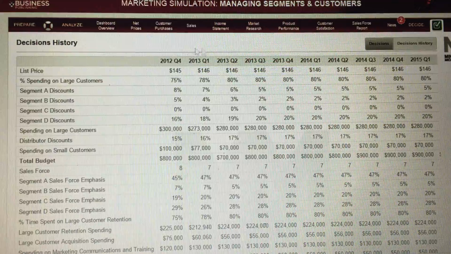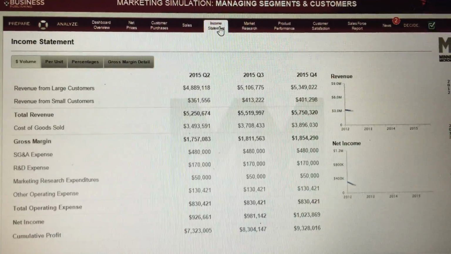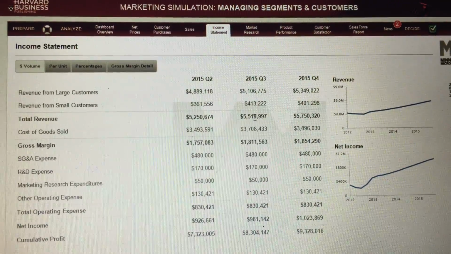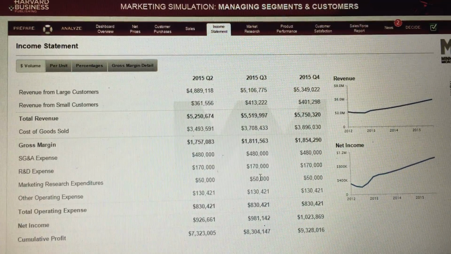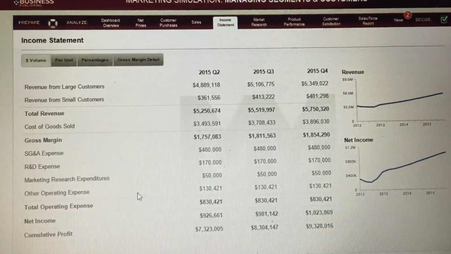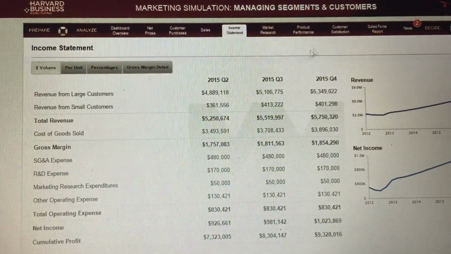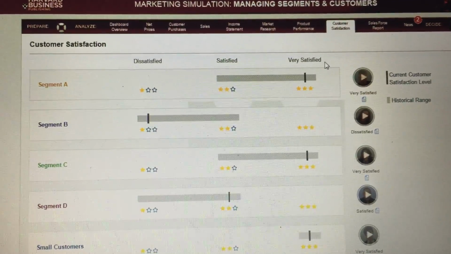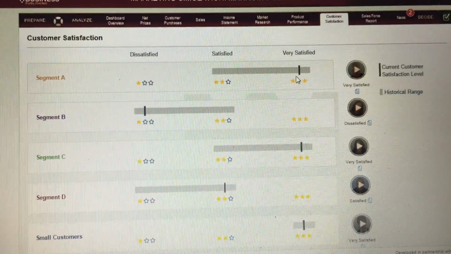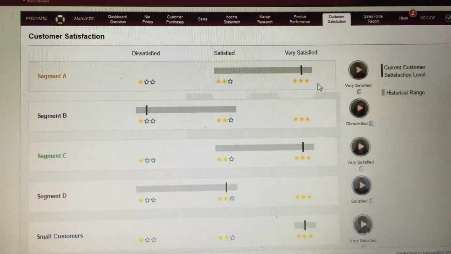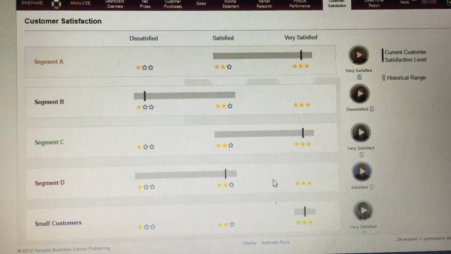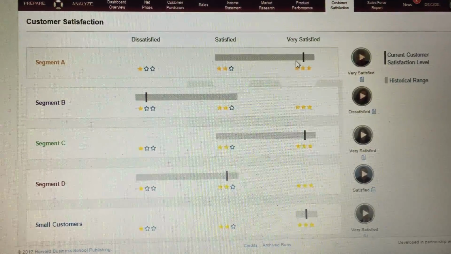And after looking at that, I would just go to the income statement and look at my total revenue and my spending, expenditures, and then operating expenses as well. Customer satisfaction wise, I would just watch the videos and take in their input into what I thought I could do better, which would usually be giving them a better discount rate, as the only one that was not happy was segment B.